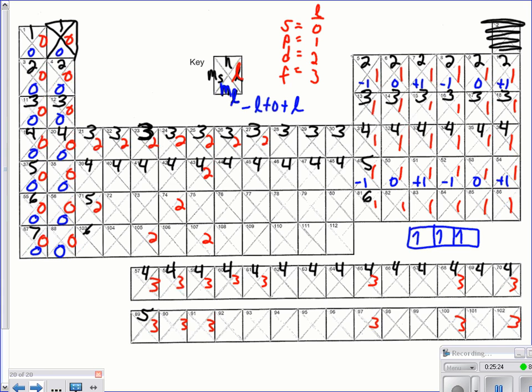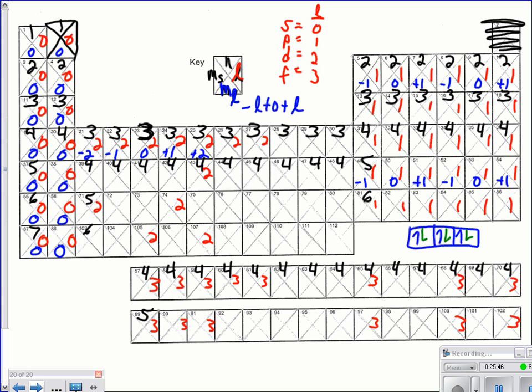And when we come back, negative 1, 0, plus 1, that's going to have to do with those arrows in the magnetic spin, so the plus or minus 1/2 that we're going to talk about here in a minute. For our D block, anywhere from negative 2, negative 1, 0, plus 1, plus 2.